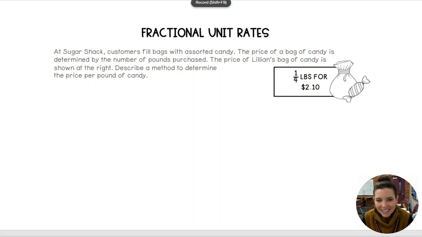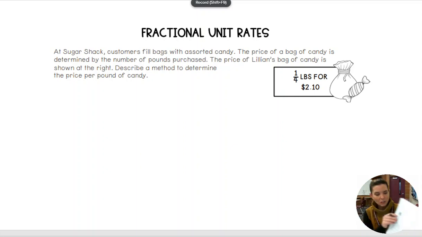Hi, you guys. So today you are going to be working on the packet that we started on Friday. Remember that packet that we started and I was like, oh, guess you guys already know how to do all this. So you did 4.1E, which we will correct tomorrow when I get back. And then the next part in the packet that we are going to do is fractional unit rates.